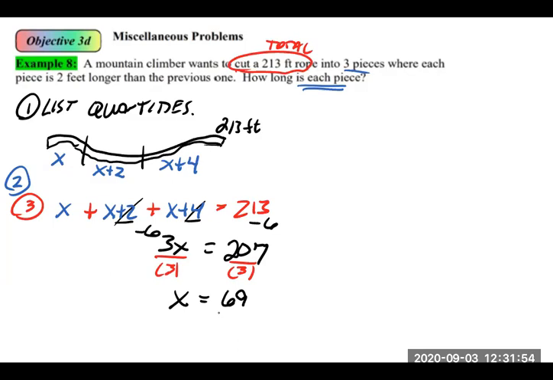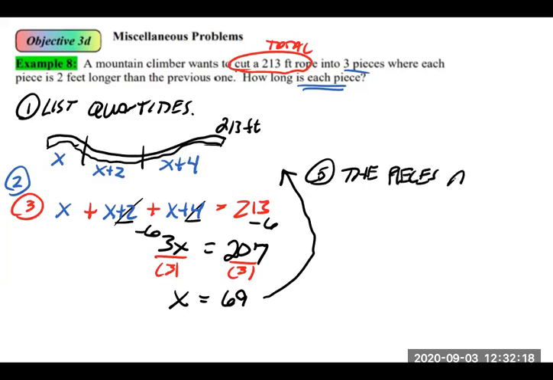So X is 69. So now that I have my answer, I'm just going to go back to my definition so that in step 5, I can answer the question. So we can say something like, well, since these represent the length of the 3 pieces, we could say the pieces are, well, one of them, the shortest is 69 feet. And then if I add 2 to that, I get 71 feet and 73 feet long.